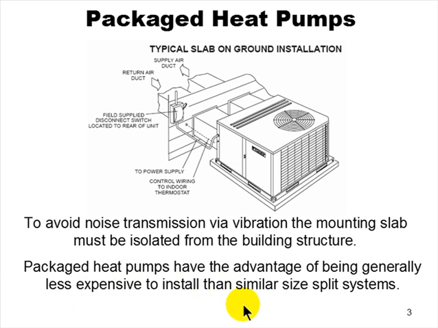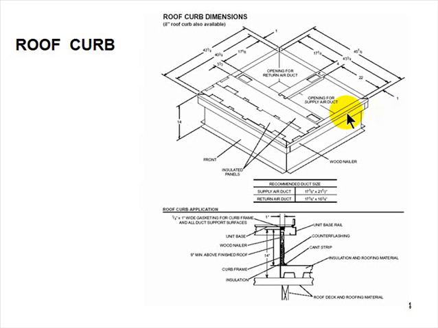Packaged heat pumps have the advantage of being generally less expensive to install than similar size split systems. A split system, you've got an air handler in the attic or the basement, you've got an outdoor unit outside, you've got a line set in between. You've got all the labor it takes to assemble that, where this is all done already. Your indoor coil, outdoor coil, air handler, all in one piece. So it's definitely cheaper per ton to use a package unit than a split system. And that's true for air conditioning as well, cooling.